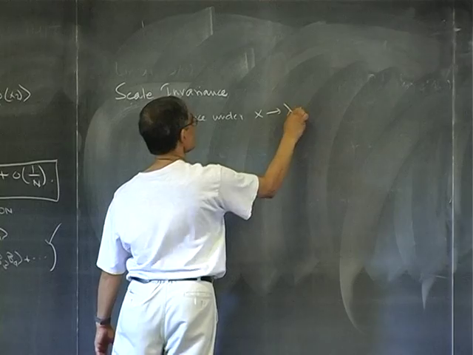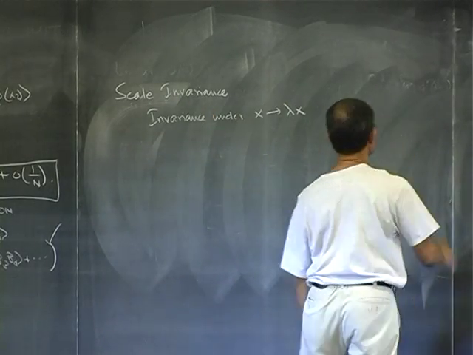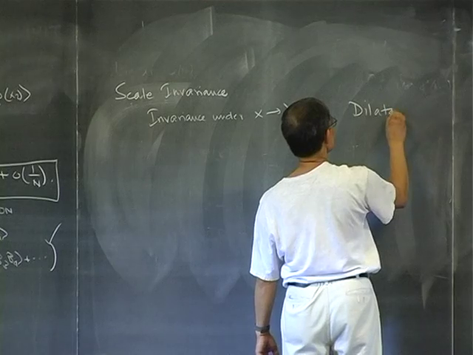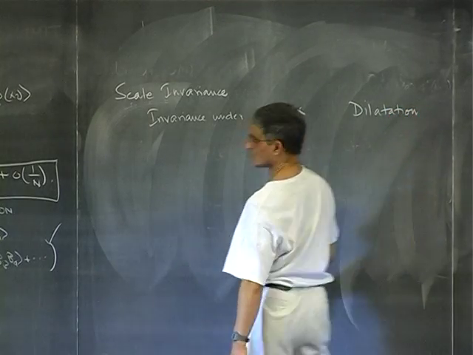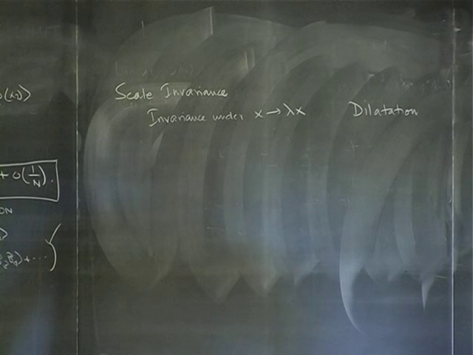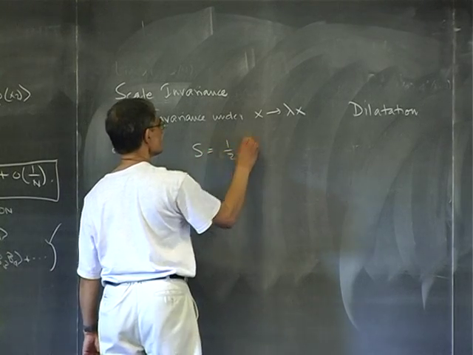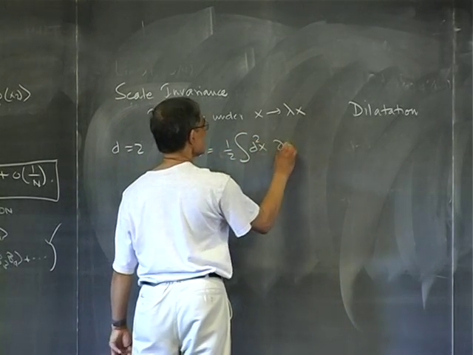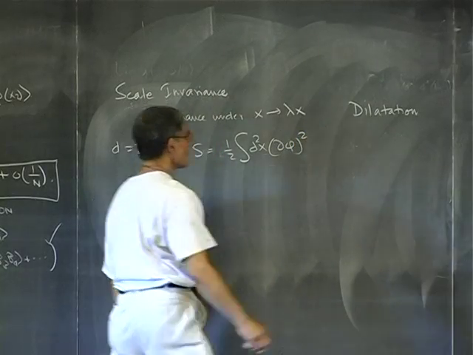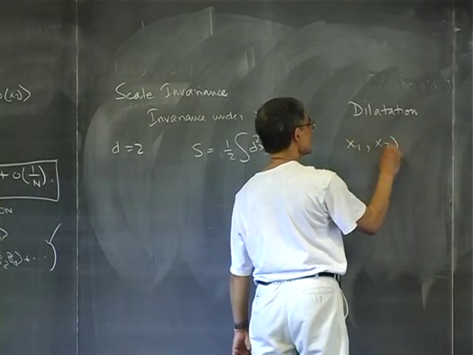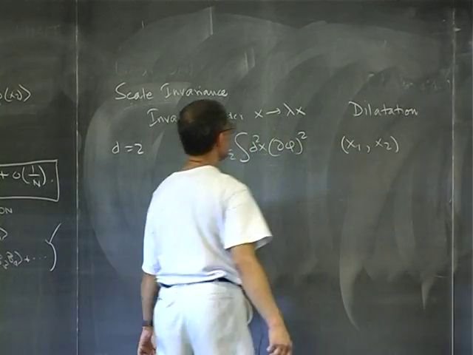Scale invariance is x going to some number times x. This is called a dilatation symmetry. And I will illustrate this with a very simple theory in 2 Euclidean dimensions, which is the massless free scalar theory in 2 dimensions. So, in d equal to 2, you write down an action which is half integral d2x (d phi) whole square. The coordinates are x1 and x2, and phi is a massless scalar field.